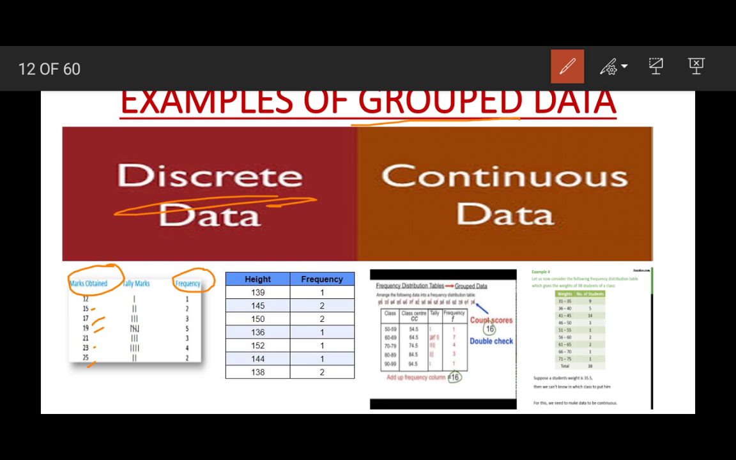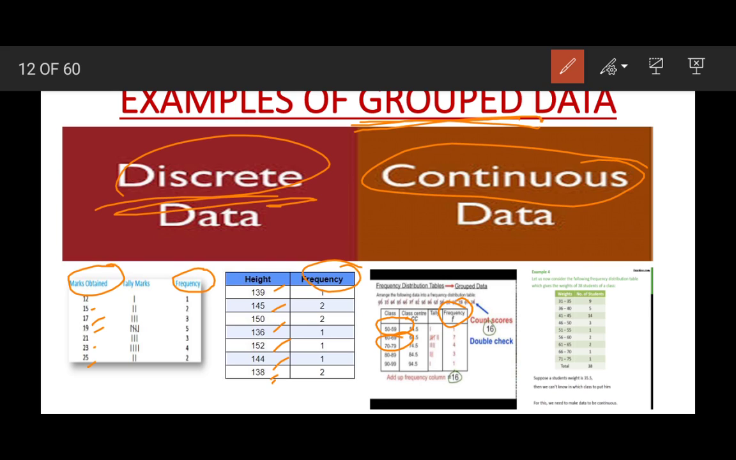Okay, one more example. Since frequency is given, therefore it is group data. Now under group, whether it is discrete or continuous, for that you can see the values of x. Single values are given, discrete values are given, therefore it is an example of discrete data. Now here, frequency is given, so that's why it is group data. Now x values are given in range form. Here class interval is given, so that's why it is continuous data.